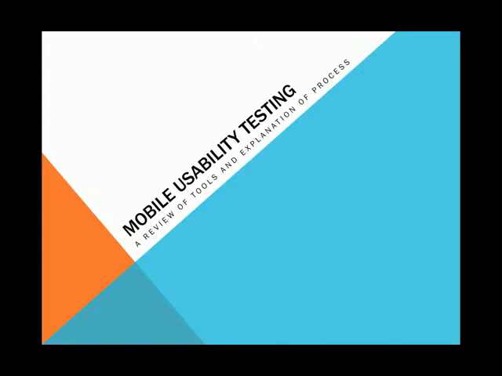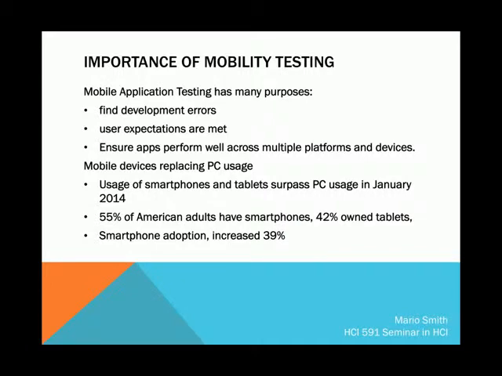I'll actually be reviewing tools and giving an explanation of a process for a current project I'm working on right now with the team. The importance of mobility testing. Mobile application testing has many purposes, a few of which are to find errors that may have occurred during the development process. Testing also ensures that user expectations are met, and it's also important to conduct device testing to make sure that mobile applications perform well across multiple platforms and devices.